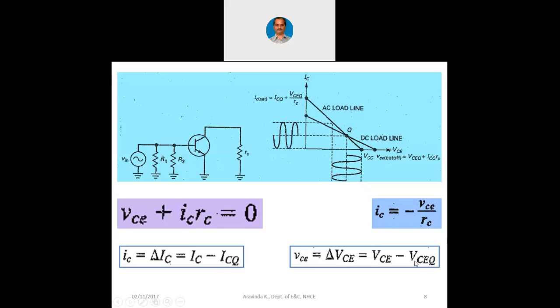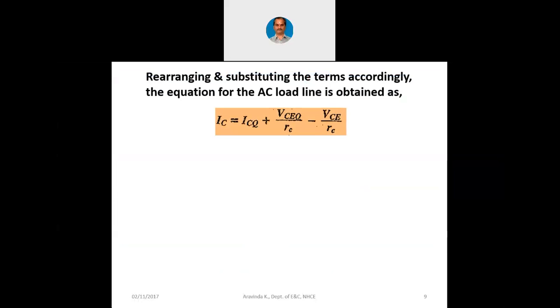We can use this equation along with this equation and rearrange to obtain an expression for capital IC, that is the current at the collector, and that is nothing but ICQ plus VCEQ divided by RC. You can see that here ICQ and VCEQ are already there with the DC load line itself. Now minus VCE by RC. Here IC and VCE are going to change with respect to the input signal.